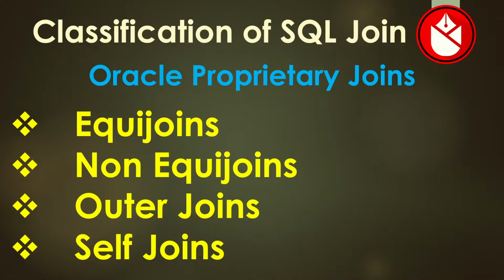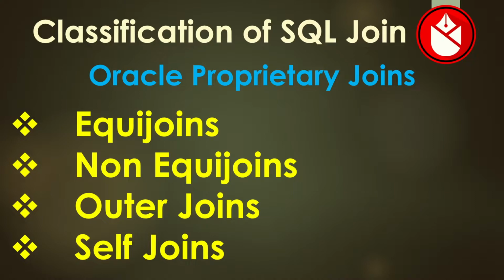Now, during this inner join, when we are using the equal sign, that is the equal operator, it is an equi join. If we use any operator other than the equal operator, it falls under the category of non-equi joins.